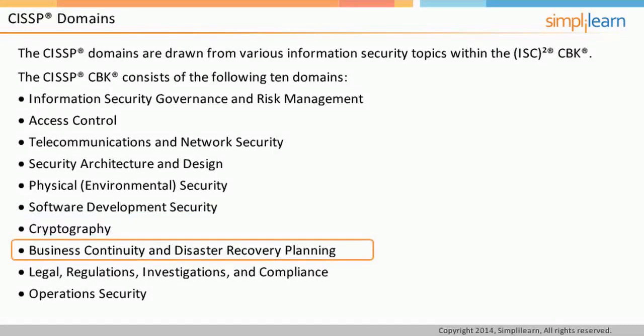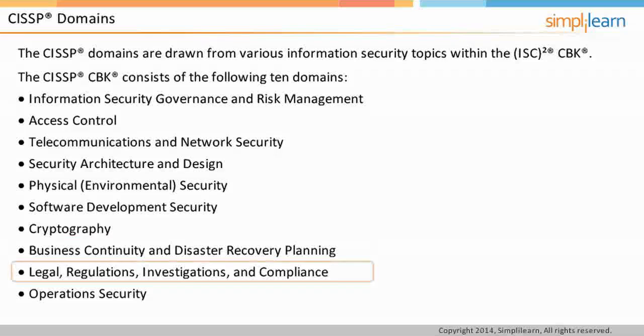Business continuity and disaster recovery planning addresses the preservation of the business in the face of major disruptions to normal business operations. It covers business impact analysis, recovery strategy, disaster recovery process, and training. Legal, regulations, investigations, and compliance addresses computer crime laws and regulations, the investigative measures and techniques which can be used to determine if a crime has been committed, and the methods to gather evidence. It covers legal issues, investigations, forensic procedures, and compliance requirements or procedures.